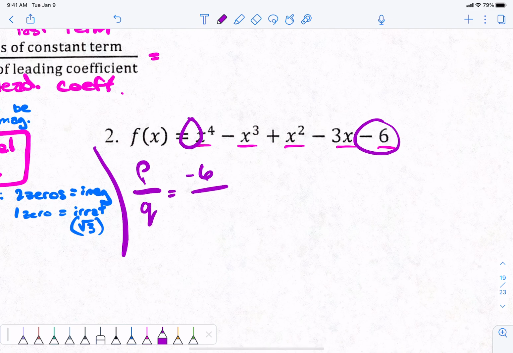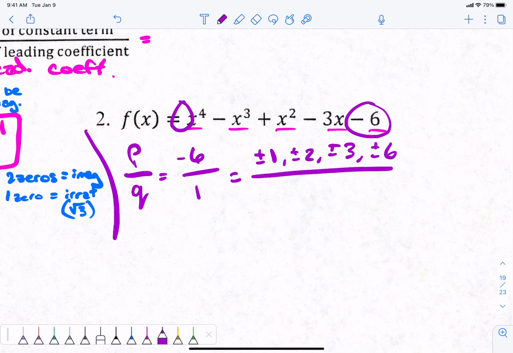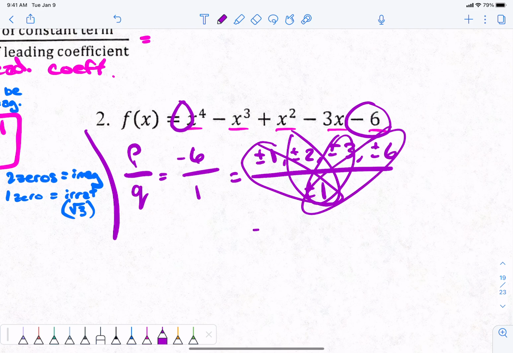If I list out factors, what are factors of 6? 1, 2, 3, and 6. So ±1, ±2, ±3, ±6. And factors of 1 are ±1, and that's it, right? So I do 1/1, 2/1, 3/1, 6/1, which is just really ±1, ±2, ±3, ±6.